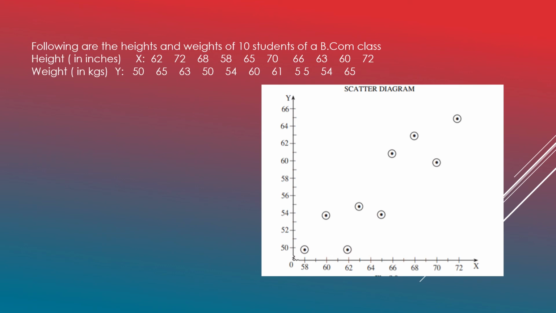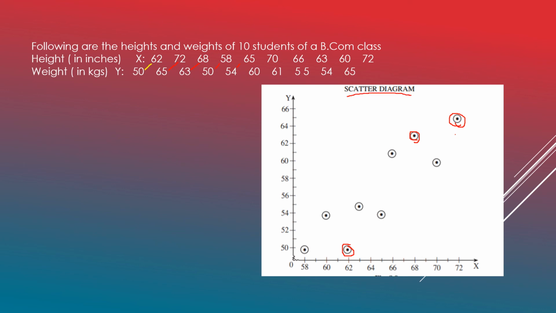For 62, the value is given as 50. So for 62, we are plotting this value as 50. For 72, the value is 65. We are plotting that. Then for 68, the value is 63 on the x-axis. In this manner, after plotting all of these, this dot diagram is called a scatter diagram.